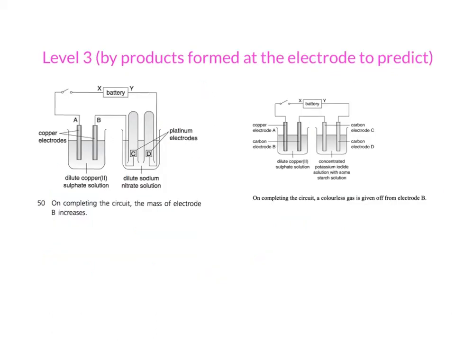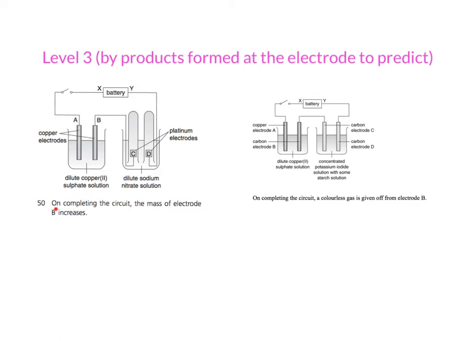Level 3 is more commonly seen in the public exam. For level 3, they won't give you the polarity of the battery. Instead, they will tell you what product forms at the electrode. Based on this product formed, you are going to predict what kind of product you're going to have. So let's have a look at the first example. You can see that the battery doesn't show polarity, but we got some electrodes here and some electrolyte here.